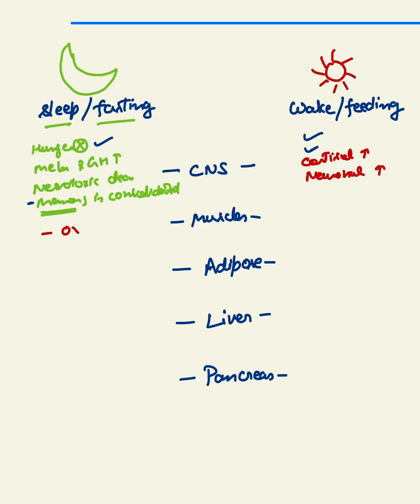There is oxidative metabolism. Oxidative metabolism happens in the muscles at night time, but in the daytime, what happens? The fatty acid uptake is increased, and the muscles undergo glycolytic metabolism.